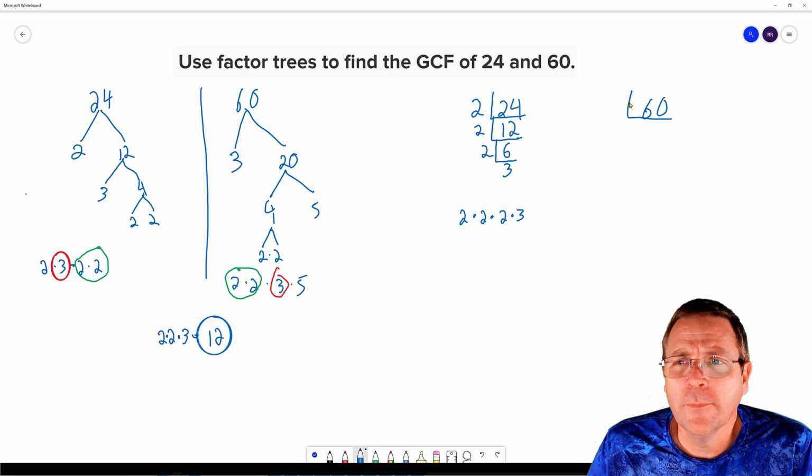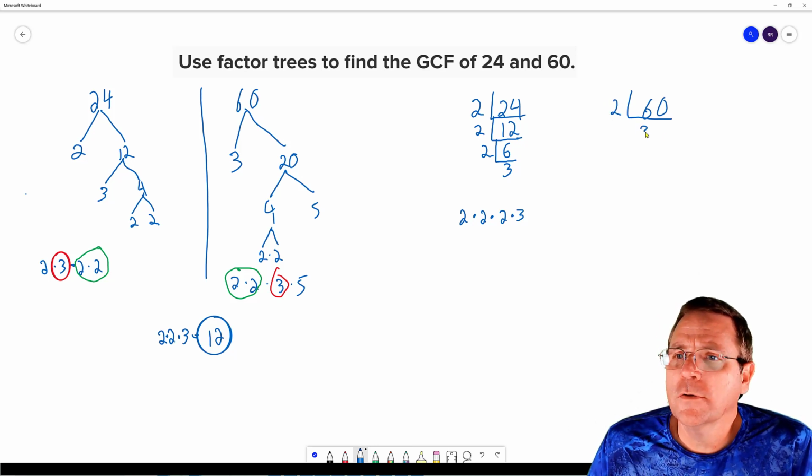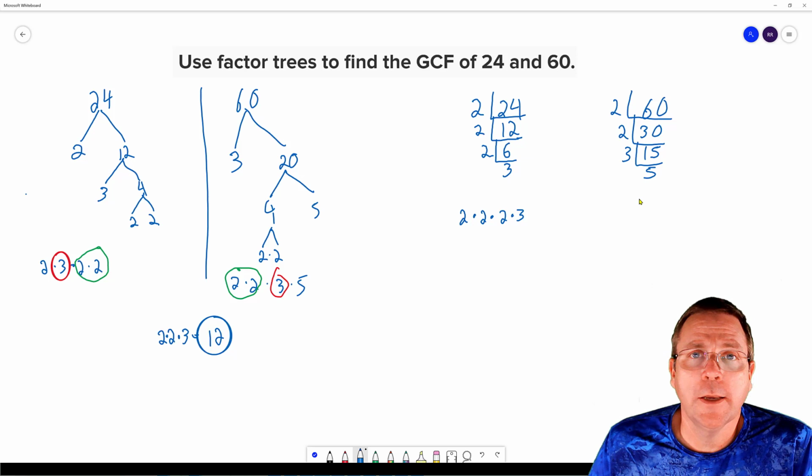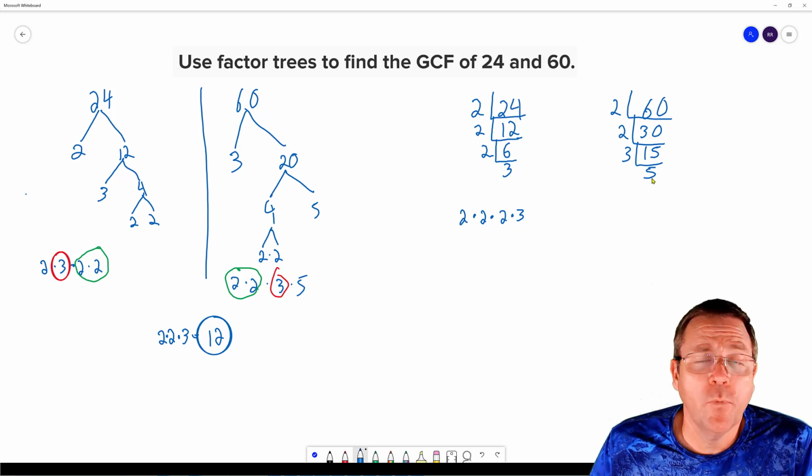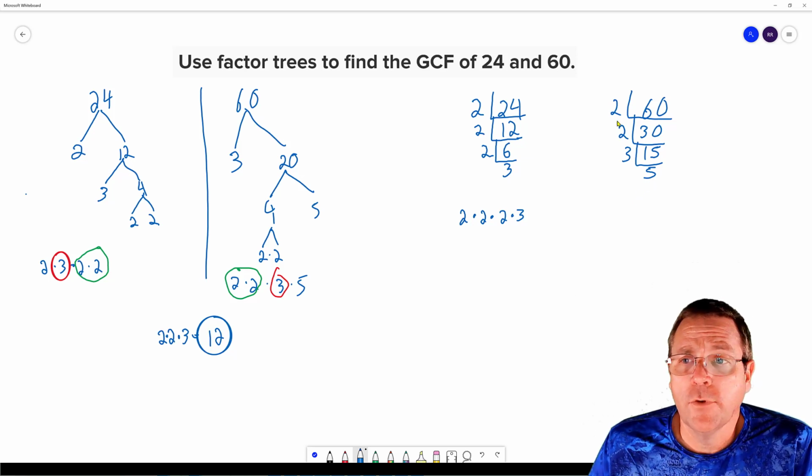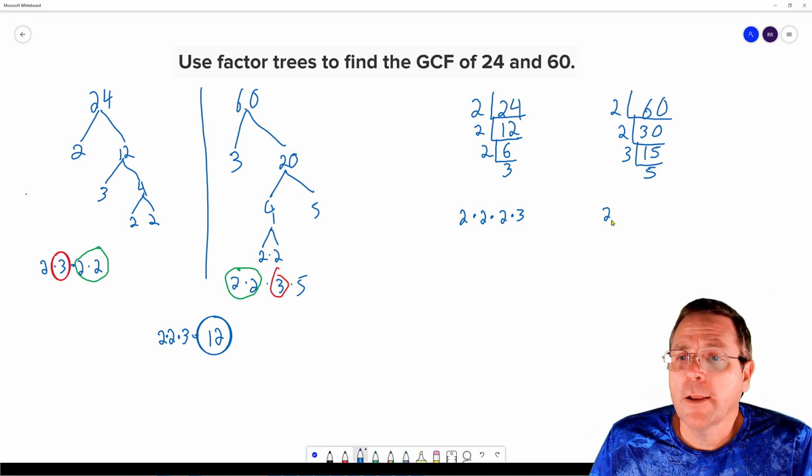Let's look at 60. 2 goes into 60 30 times. 2 goes into 30 15 times. And 3 goes into 15 5 times. And you stop when you get to prime numbers. If you have all prime numbers outside your houses, you know you're done. That one therefore will be 2 times 2 times 3 times 5.